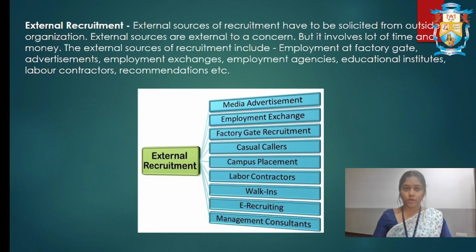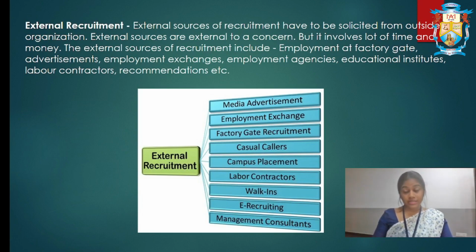Next, external recruitment. External sources of recruitment have to be solicited from outside the organization. External sources are external to a concern, but it involves a lot of time and money. The external sources of recruitment include employment at factory gate, advertisements, employment exchange, employment agencies, educational institutes, labor contracts, recommendations, etc. Now we know what internal recruitment is, which takes place within a company, within an organization. In the same way, external recruitment works outside the organization.